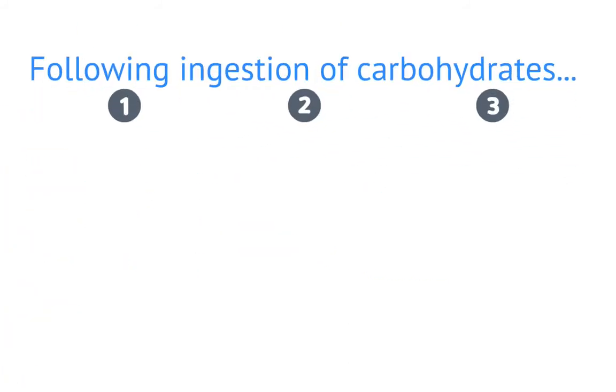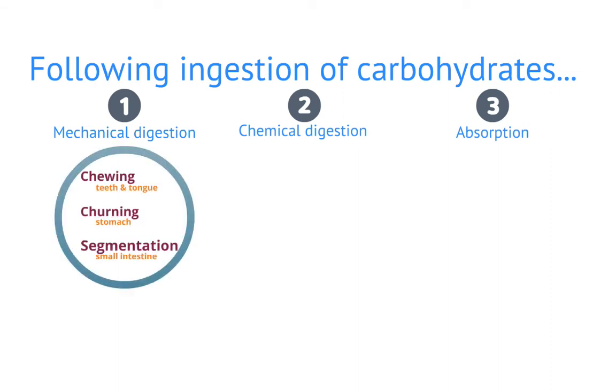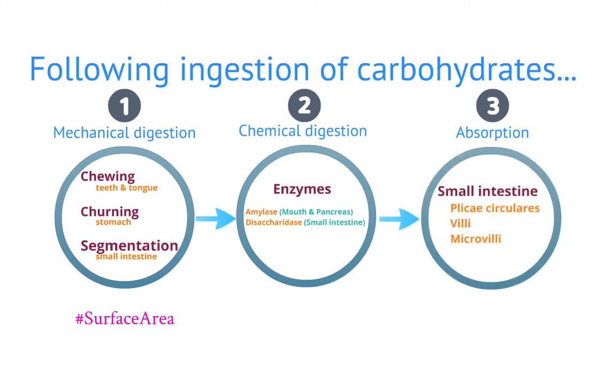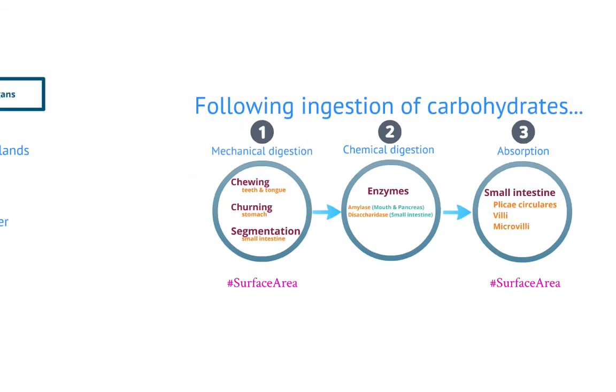Following ingestion, carbohydrates undergo mechanical digestion, chemical digestion, and absorption. Mechanical digestion consists of chewing, churning, and segmentation. Chemical digestion involves the enzymatic action of amylase and disaccharidase. Absorption takes place at the small intestine.